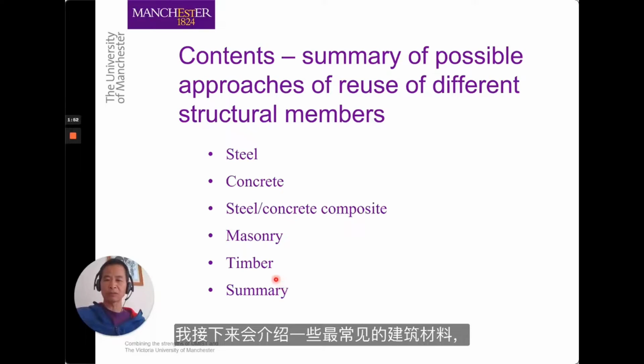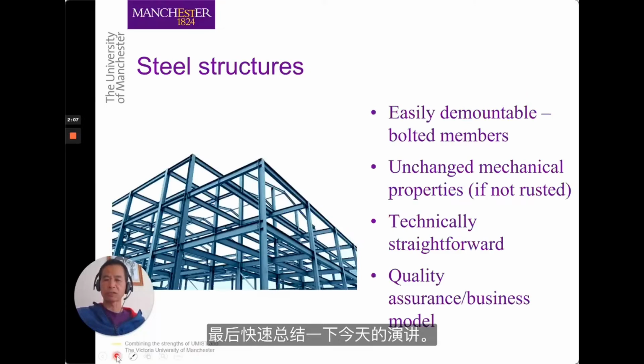I'm going to talk about the most common types of construction materials, including steel, concrete, and then the composite use of steel and concrete, masonry or bricks, and timber, and finally a quick summary of the presentation. So let's then start with steel.